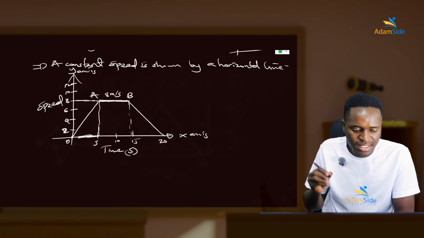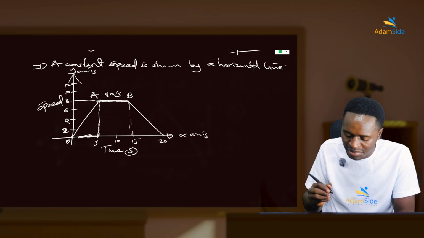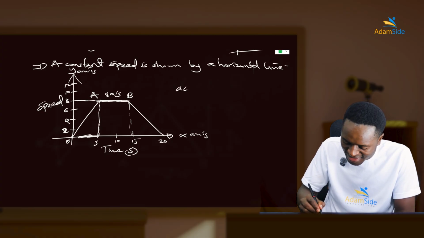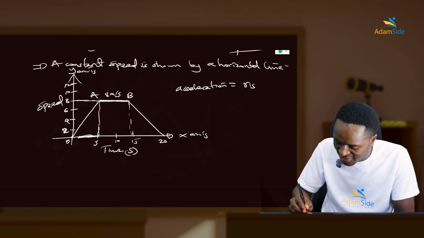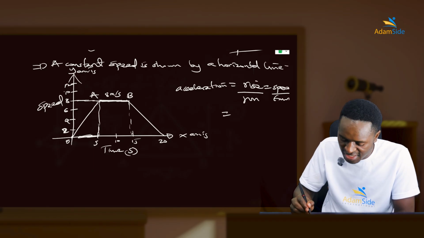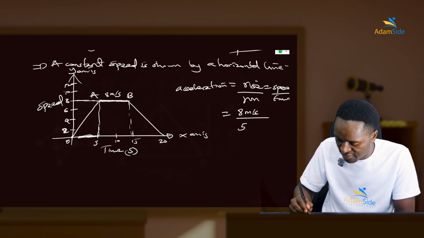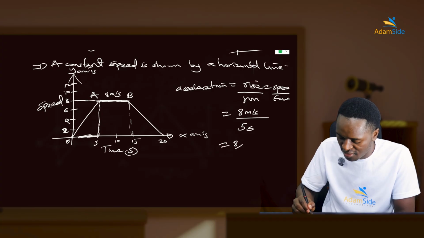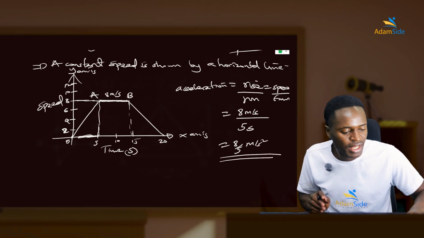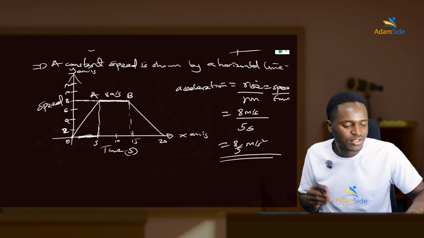It used 5 seconds. So acceleration is equal to rise over run, which is speed divided by time. Now, our speed here is 8 meters per second. Our time here is 5 seconds. And then you get our answer, 8 over 5 meters per second squared. Acceleration is always shown in squared units. That's what you get.